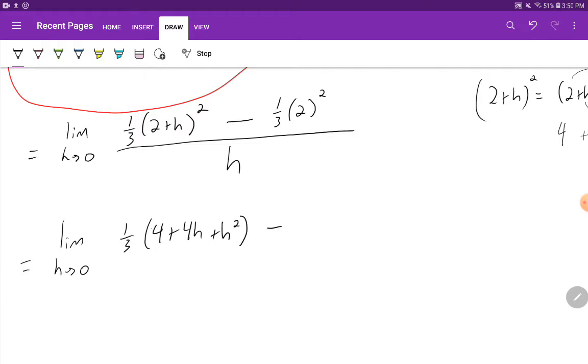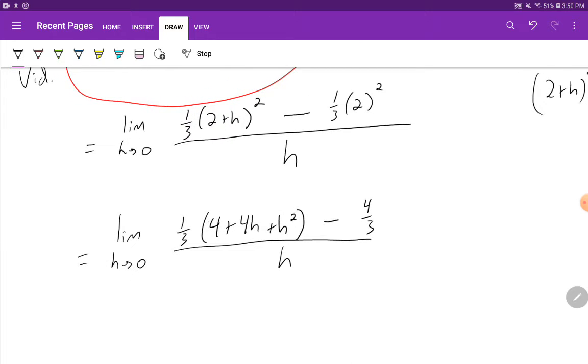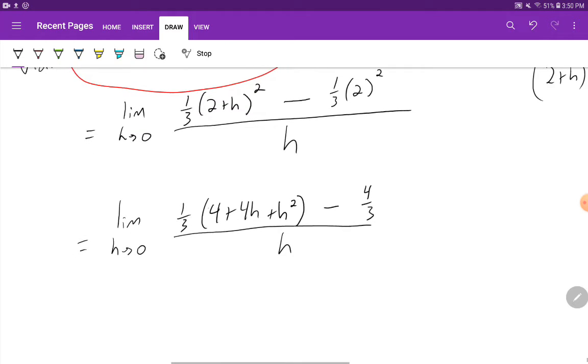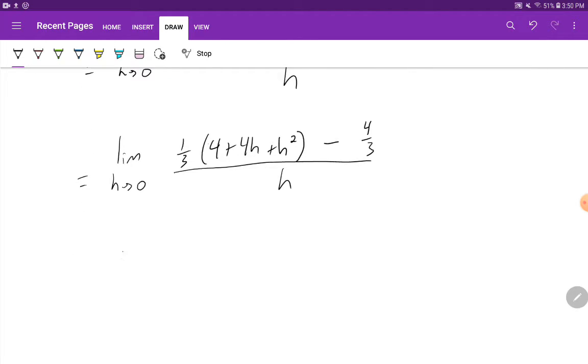Then we go minus, what is this here? This is going to be 4 over 3, all over h. We're not going to use this limit thing yet. We still can simplify the top. So why don't we simplify the top a little bit more? And maybe you guys, you might see it right now. I don't know. But let's see here.